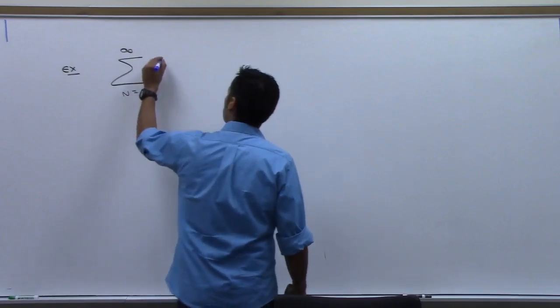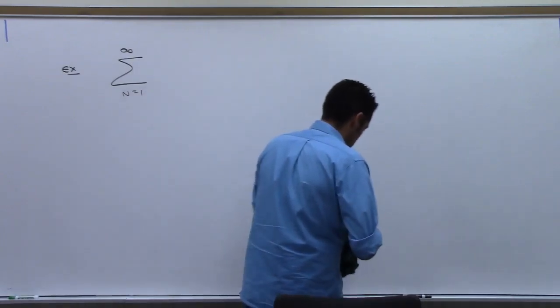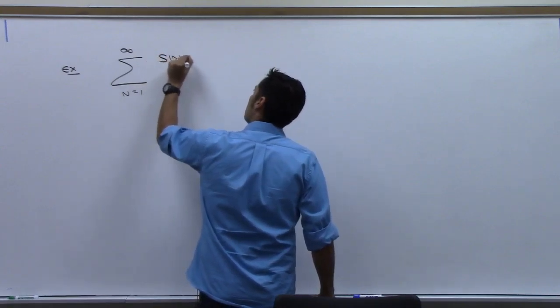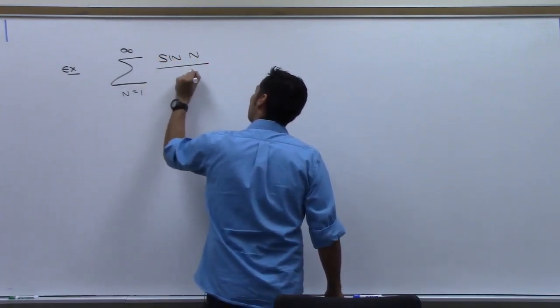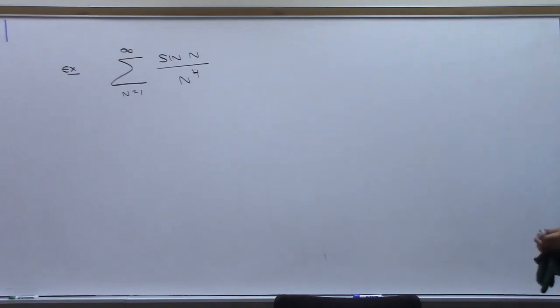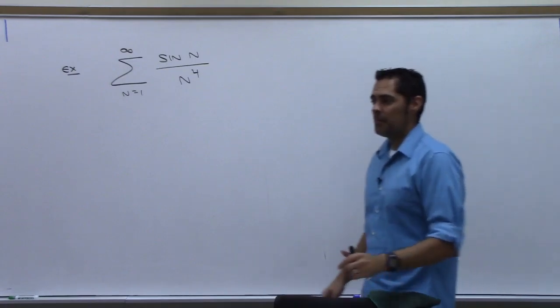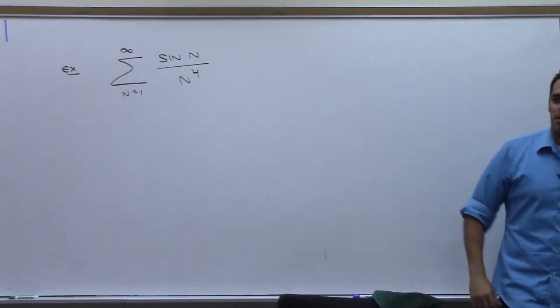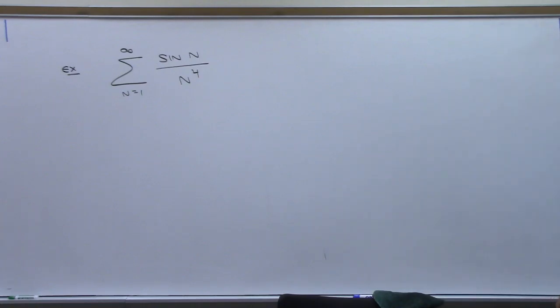Let's do one more. Sine to the n over n to the fourth. We're talking about the last one. Oh, the last one converged. Sorry, I didn't conclude. The last one converged by the alternating series test.